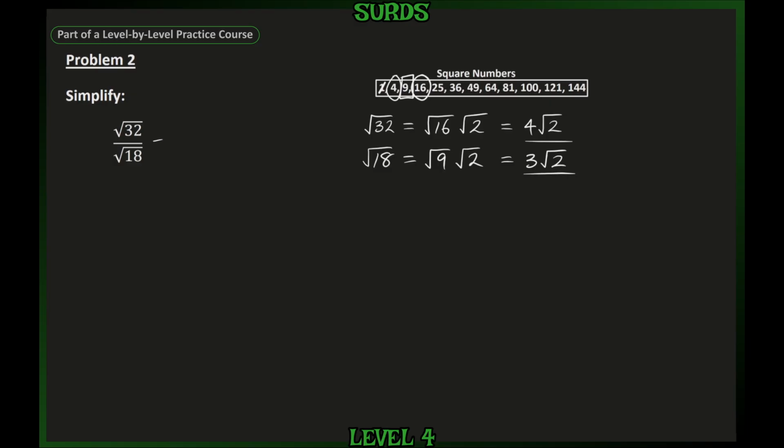So our original fraction, root 32 over root 18, becomes 4 root 2, because root 32 can be written as 4 root 2, divided by 3 root 2, which is equivalent to root 18. We can see that we have a root 2 on the top and bottom of this fraction, so we can cancel those out, and we're just left with 4 over 3. And since 4 and 3 have no common factors greater than 1, this can't be simplified, and 4 over 3 is our final answer to problem 2.